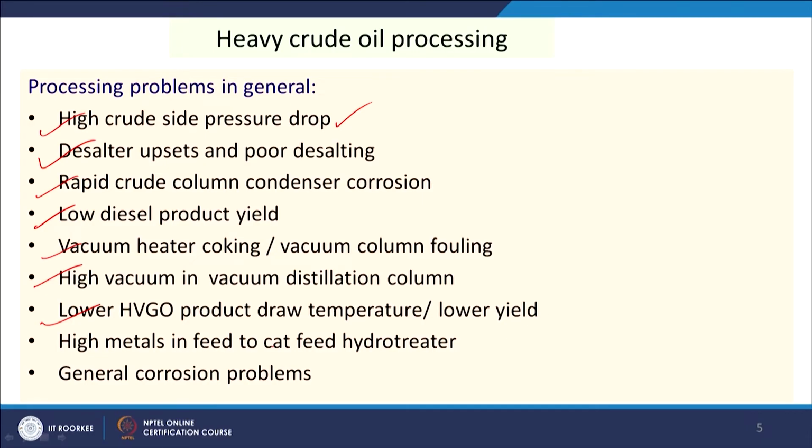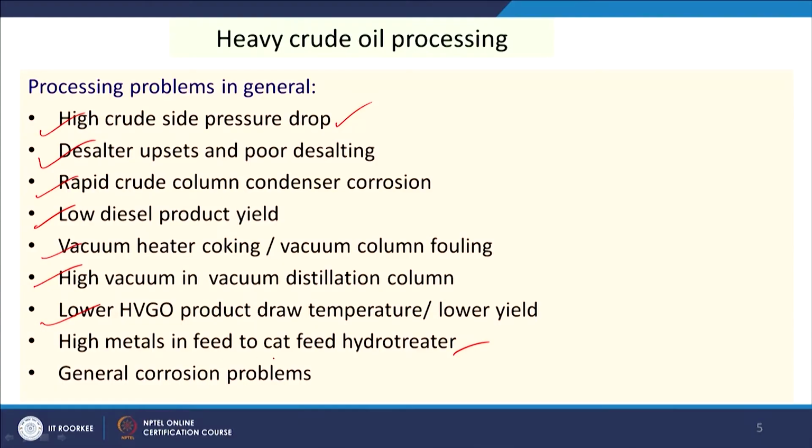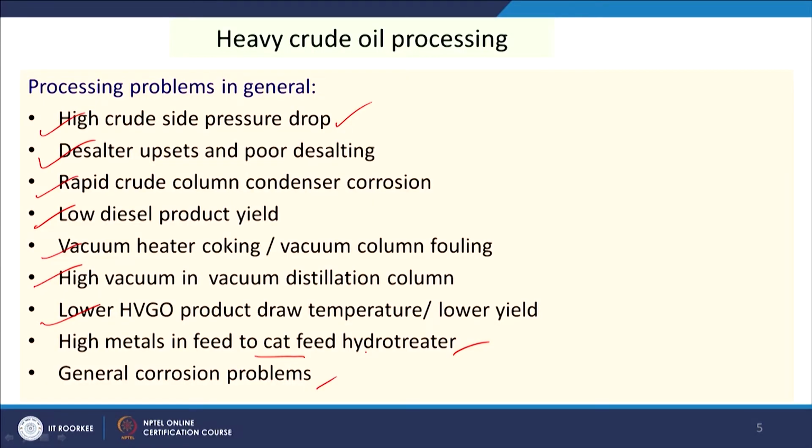in feed to the catalytic feed hydrotreater. We have high metal content. So, the liquid which will be generated can be sent to the catalytic hydrocracking unit, which will be containing more metal. So, we need some demetallization unit for processing this, and general corrosion problems are higher in this case. So, these are the major drawbacks or problems with the processing of heavy crude in a refinery.